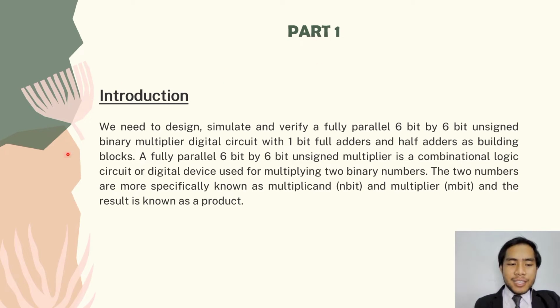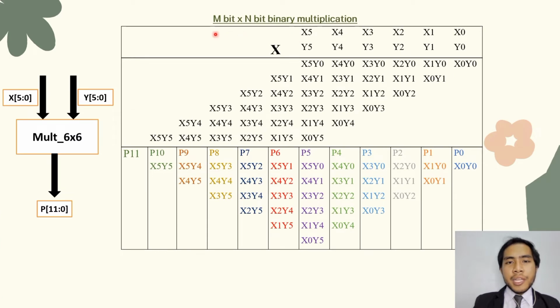Our first task, part 1, is to design, simulate, and verify a fully parallel 6-bit by 6-bit unsigned binary multiplier digital circuit with 1-bit full adders and half adders as built-in blocks. A fully parallel 6-bit by 6-bit unsigned multiplier is a combinational logic circuit used for multiplying two binary numbers. The two numbers are more specifically known as the n-bit multiplicand and the n-bit multiplier, and the result is known as the product. Now, let me explain about the n-bit times n-bit binary multiplication.